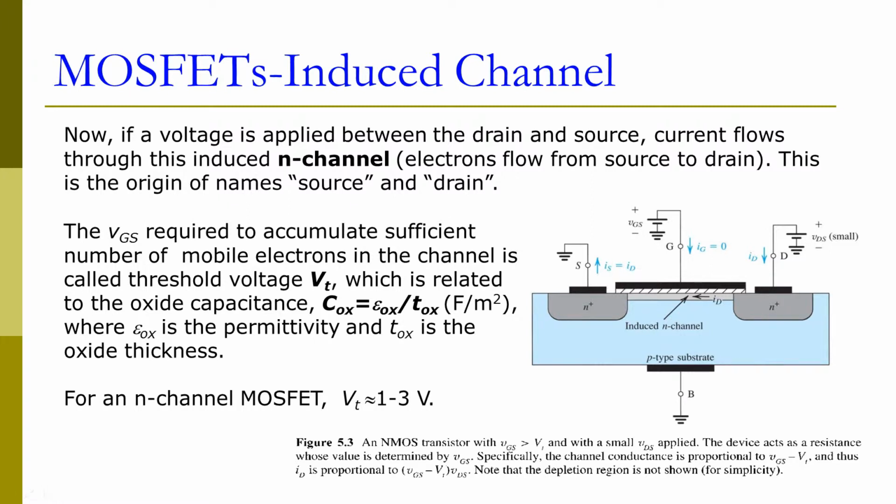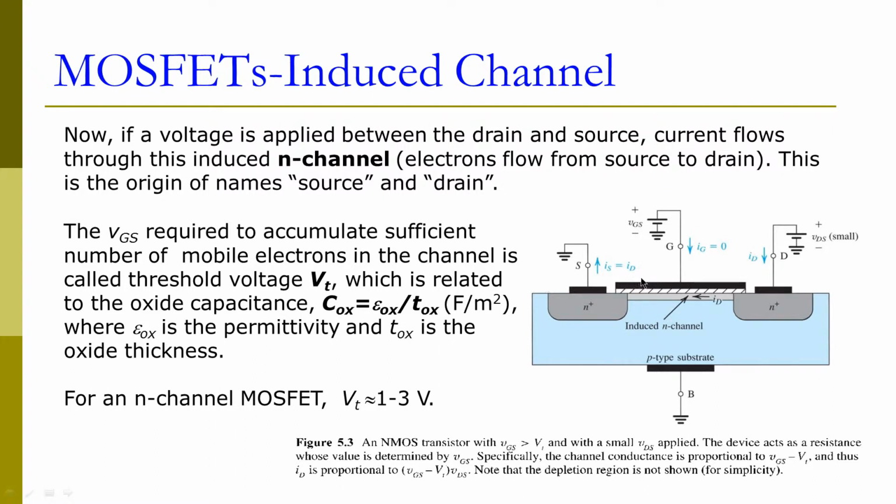Now we formed this N-channel. If we apply a voltage between the drain and the source, the current will flow through this N-channel, because we have electrons here, right? The electron can become a conductive charge. That's where the term source to drain comes from. This is like a pipe, right? We have this kind of a drain. We will pipe the electrons from the source to the drain.